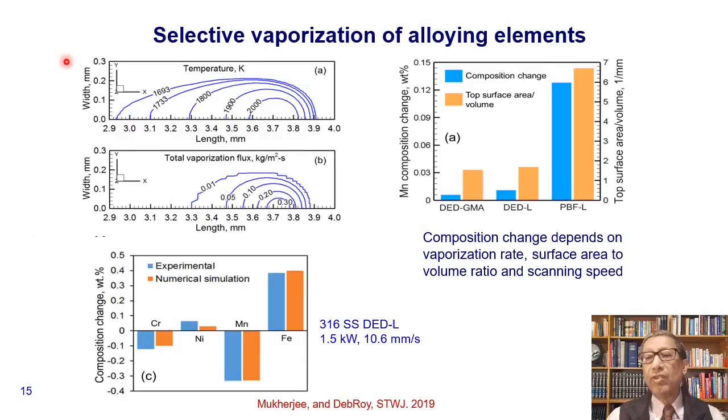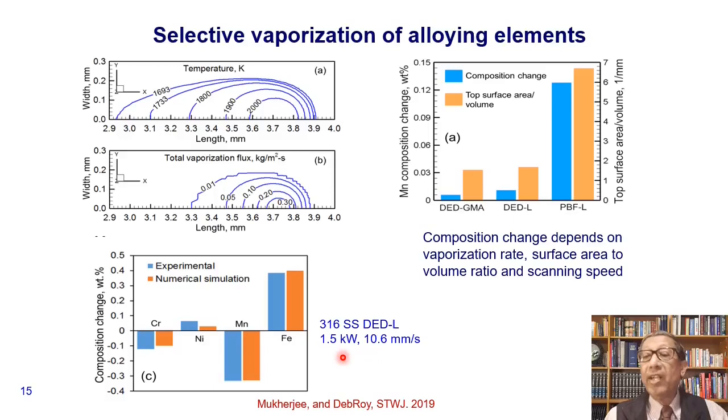This figure shows a little more details about how these calculations are done. We start with the temperature field on the surface, and therefore from the temperature field, using an evaporation model, we can calculate the local flux of all the alloying elements, and using those and the volume of the pool and the surface area of the pool, we can calculate the loss of alloying elements, and by conservation of mass, we can recalculate the final composition of the alloying elements.